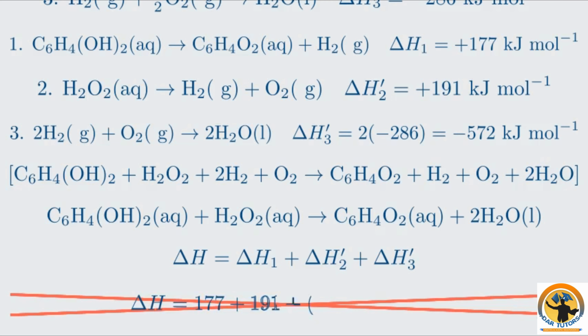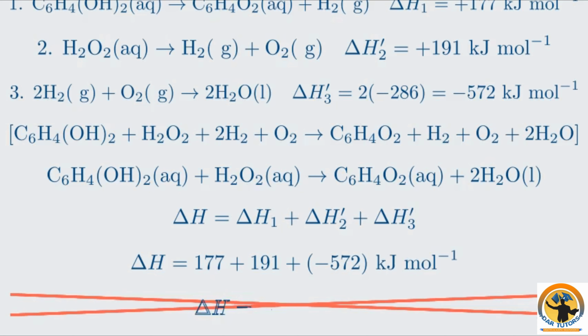Now we just need to add the corresponding enthalpy changes. The final answer is negative 204 kilojoules per mole. You can see how this algebraic method is systematic and powerful. Now, let's look at another method for solving these problems, which is often more intuitive for some students.